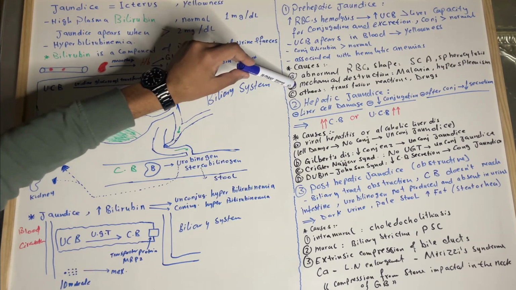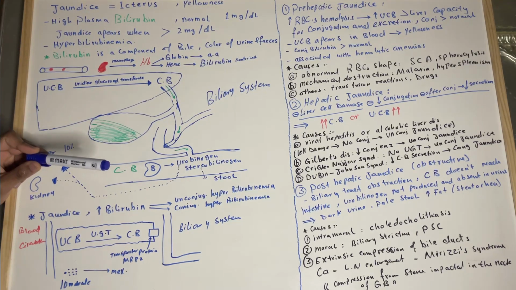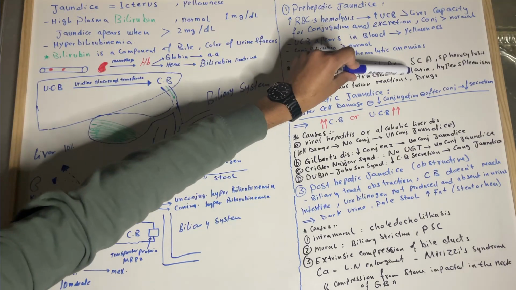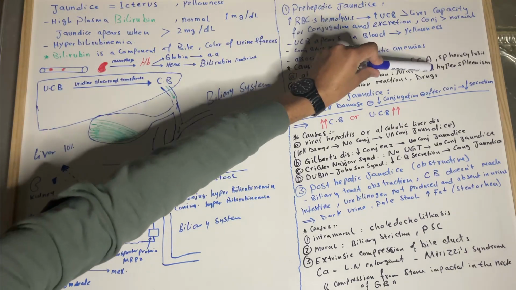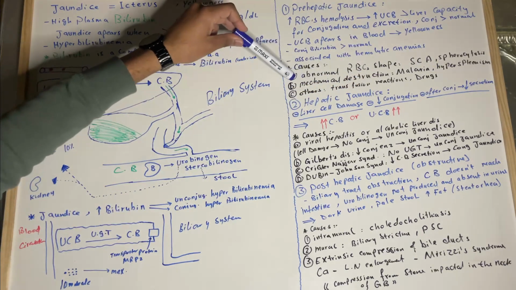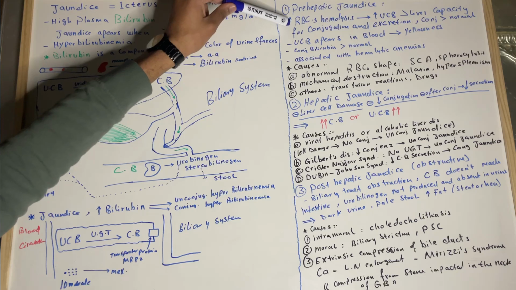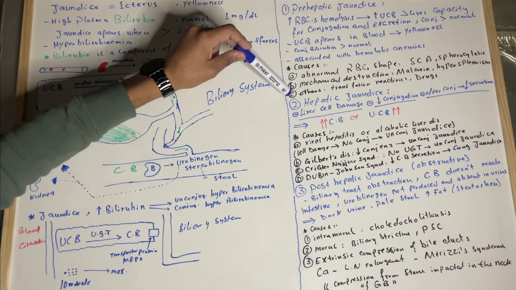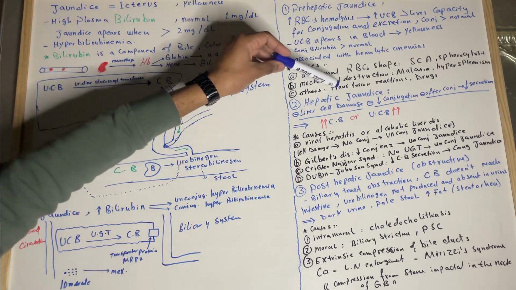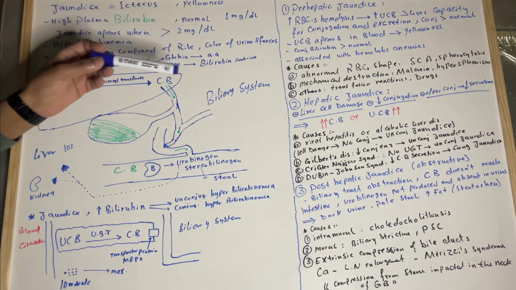The second cause is mechanical destruction. Mechanical destruction happens like what happens in malaria, by the malaria parasite. So there is mechanical destruction of the red blood cells, and we have increased RBC hemolysis. The third cause is other causes like transfusion reactions or even some drugs.